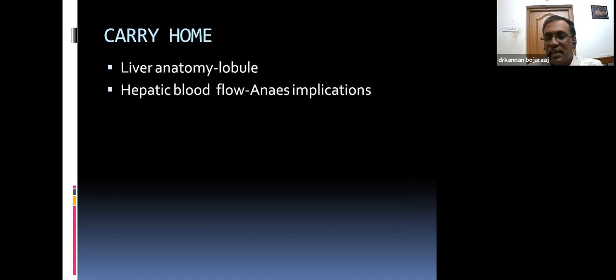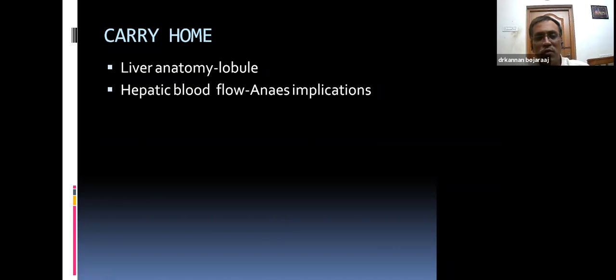So by understanding the liver lobule anatomy, you can generally understand liver pathology. The portal system, hepatic vein, sinusoid, central vein, hepatic vein, all those things, and gradients from portal to central vein to hepatic vein. Any resistance to flow leads to portal hypertension. I have explained it very well. Please have the knowledge about it. And hepatic blood flow, the anesthetic implications are very important.